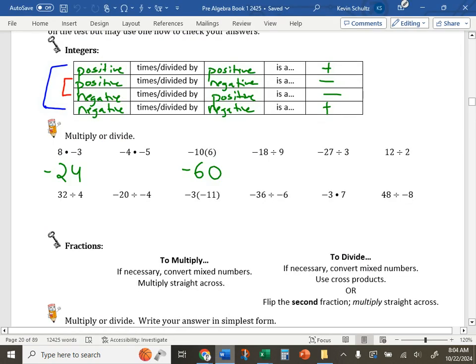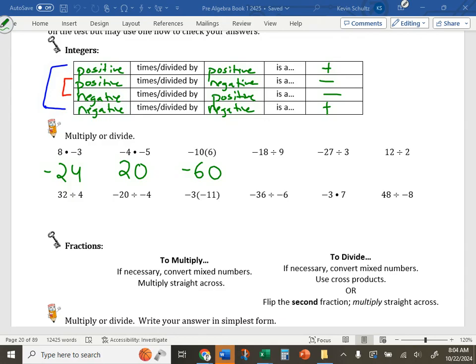And we're back. Here we go. Negative 4 times negative 5. Everyone shout it out. 20. Positive 20. A negative times a negative is a positive. The 4 times 5 doesn't change. That basic fact is still 20. You just care about the sign. Negative 18 divided by 9. Negative 2. Negative 27 divided by 3. Negative 9. 12 divided by 2. Positive 6. 32 divided by 4.